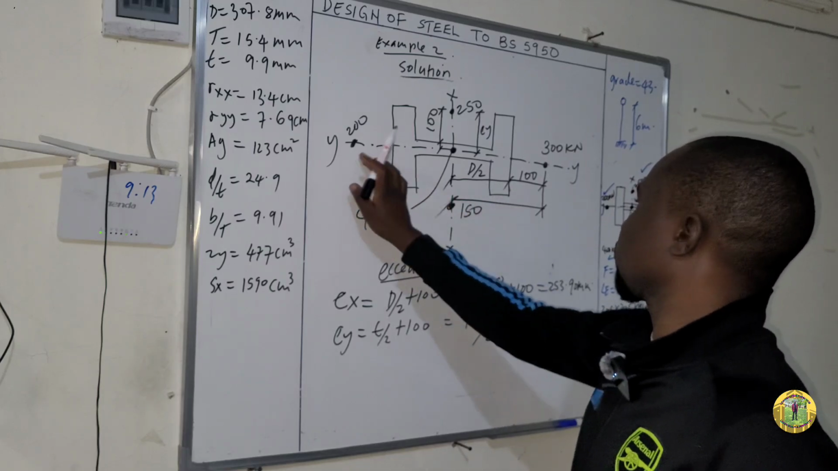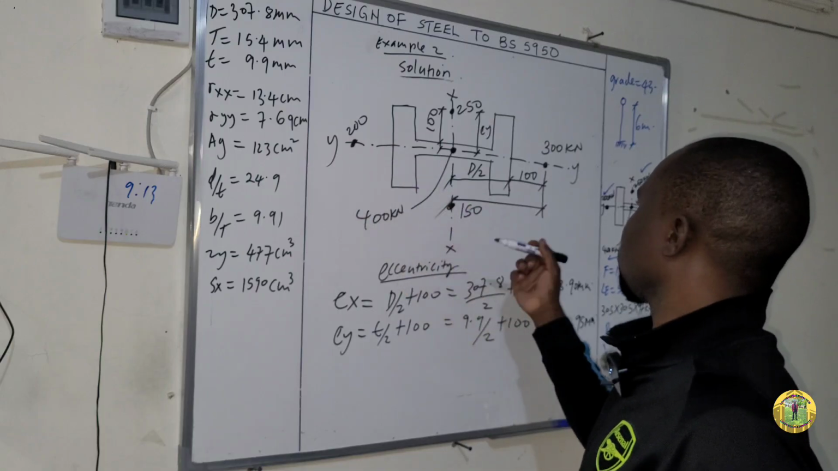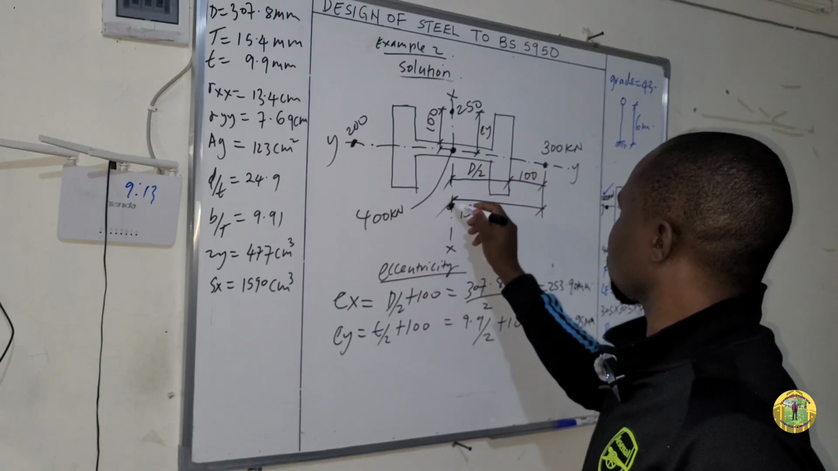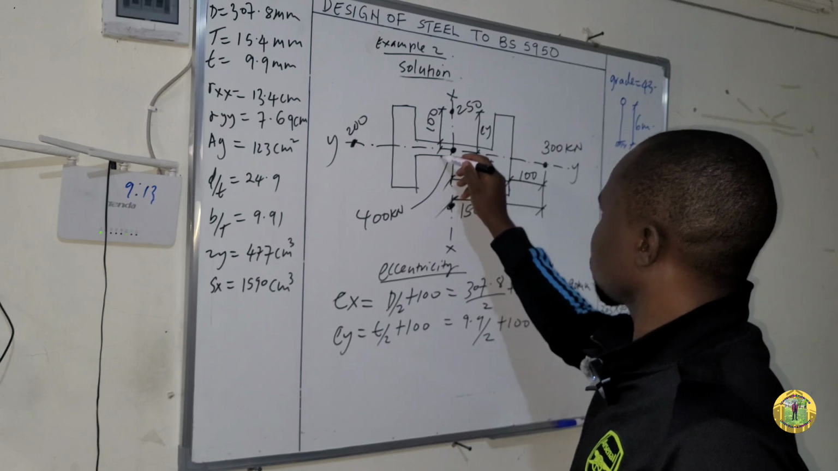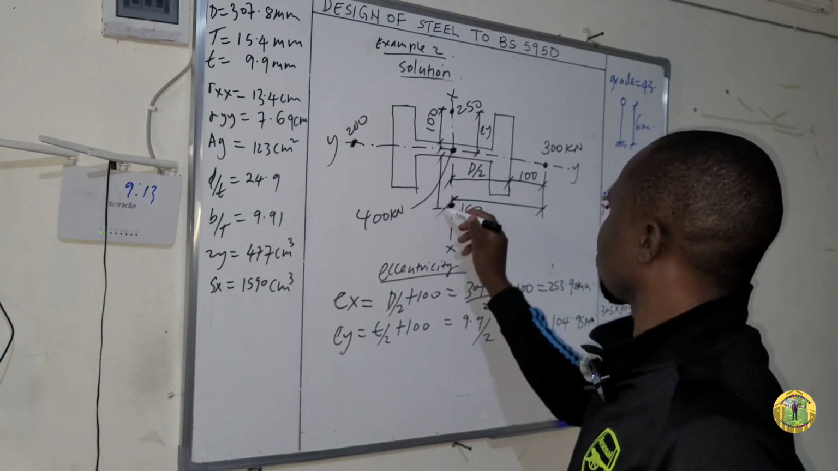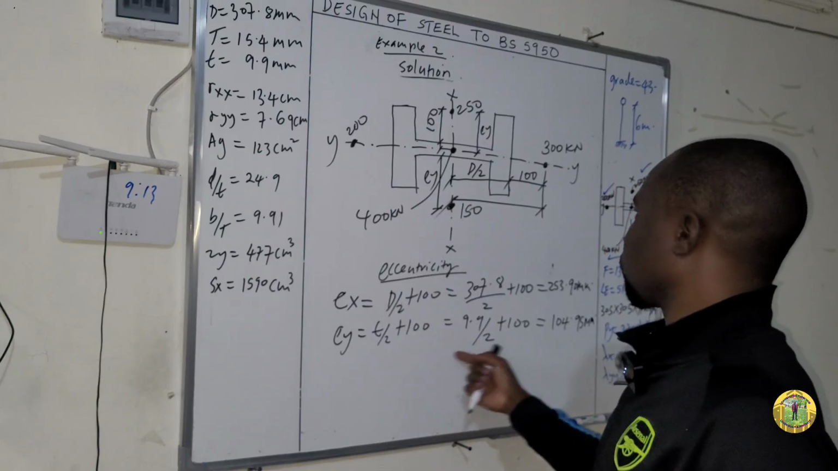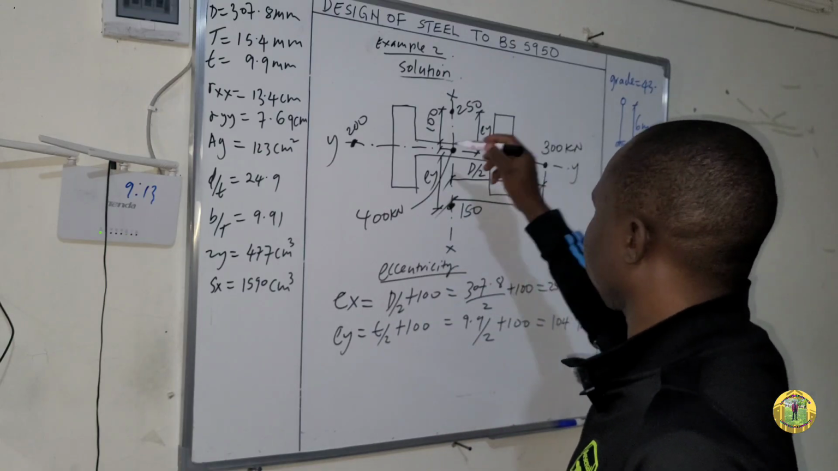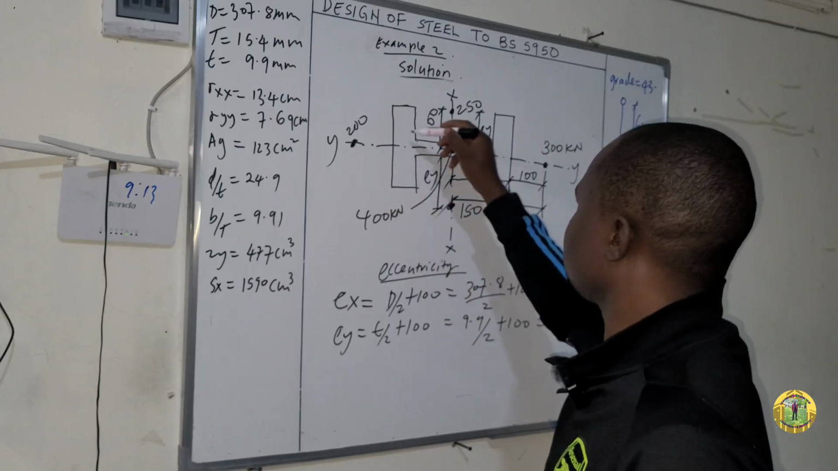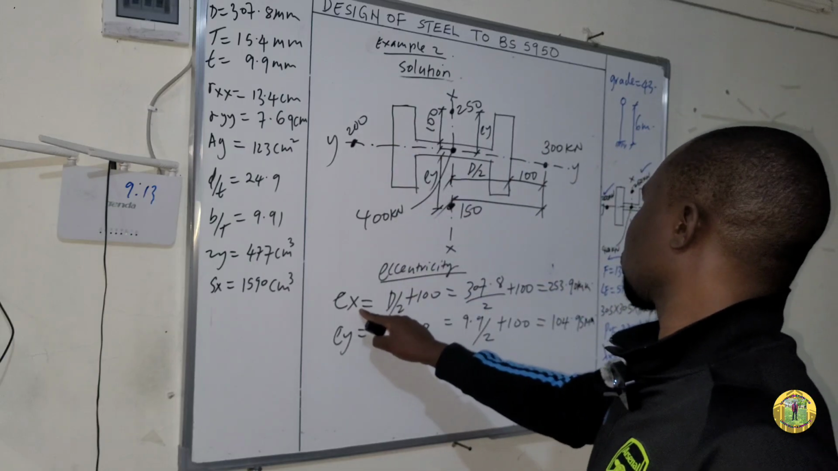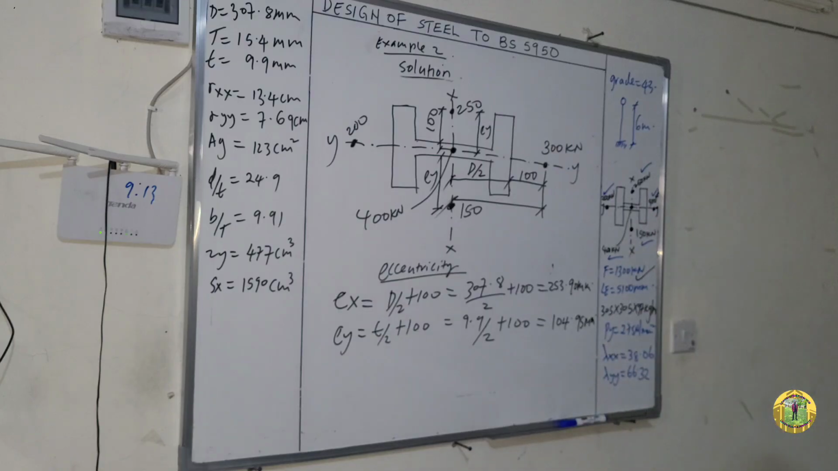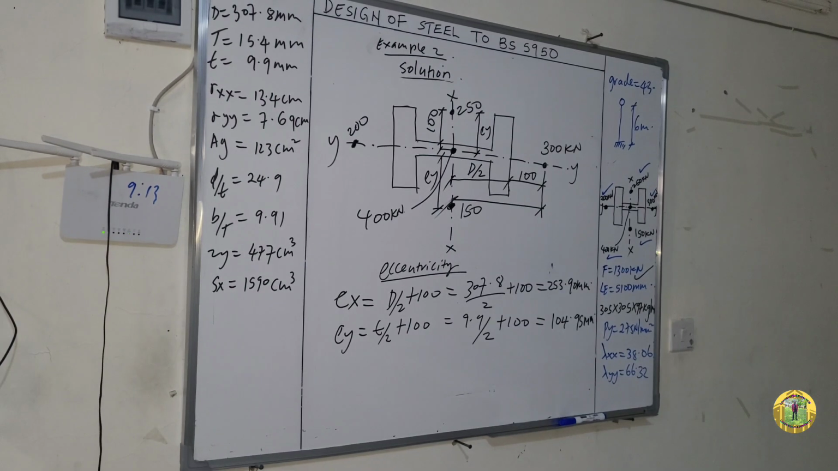Remember, this distance is also the same for the other loading which is away from the center of the column, like for example this one. This distance is EY, the same as the one we have calculated. And also this one from here to the center is the same as EX, 253.90. I hope you have understood. So let's now calculate the moment.